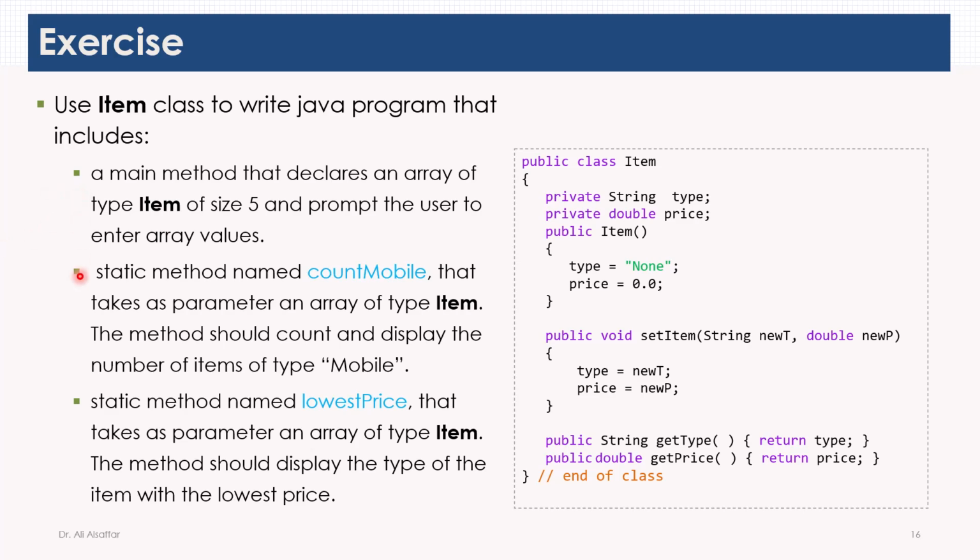The next part of the exercise asks us to write a static method named countMobile that takes as a parameter an array of type Item. The method should count and display the number of items of type mobile. So simply, this is a counting problem. We go over all items one by one in a for loop, and we check for the type. If it is mobile, we increment the counter. Let us go and implement this method.